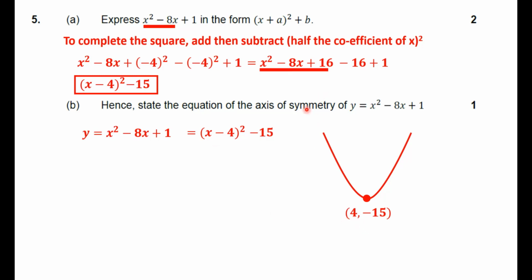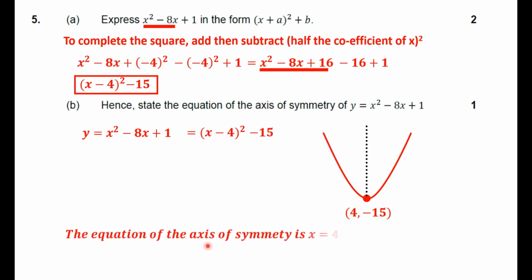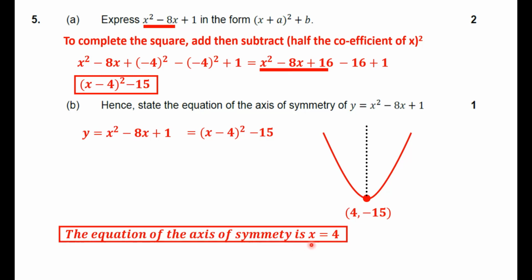So we now want the axis of symmetry. If we draw a line that cuts it down the middle, there it is. And of course, to get to that line, you've got to go across to the right 4, because x is 4. So the equation of the axis of symmetry is x equals 4. That's worth 3 marks altogether. Next question.